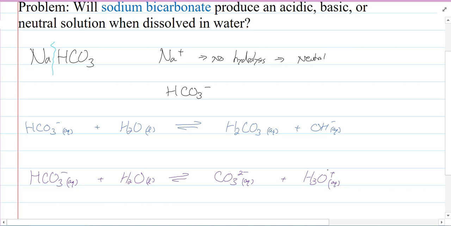Well, how are we going to quantify that? How am I going to prove that in this situation? Well, in purple here, I actually have Ka2. That's Ka2. And Ka2 for carbonic acid is 5.6 times 10 to negative 11. So I have a number there. How do I get a number for bicarbonate being a base? Well, that would be a Kb.